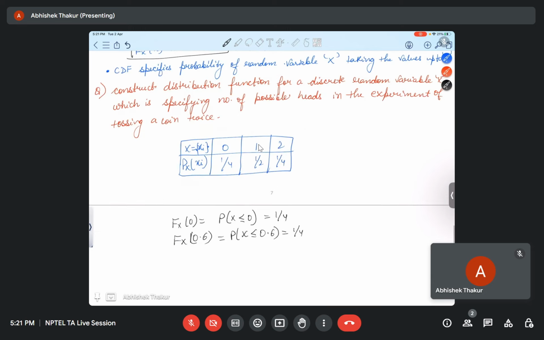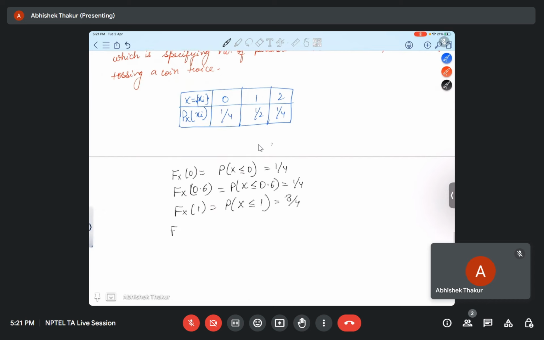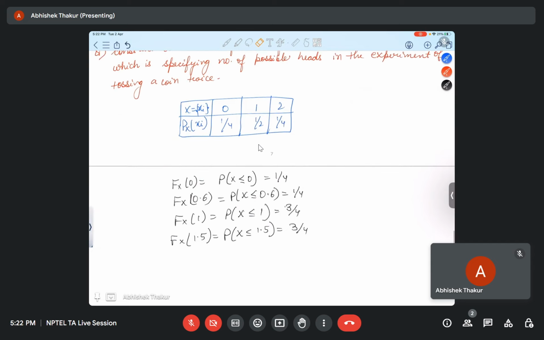At x equal to 1, the probability becomes 1 by 2, so that we will add. So F(1) is equal to the probability of X less than or equal to 1. So this will be 1 by 4 plus 1 by 2. So what will be the answer? 3 by 4. Again, F(1.5) is equal to the probability of X less than or equal to 1.5. So this is again 3 by 4. When the x value goes to 2, then again this will change.